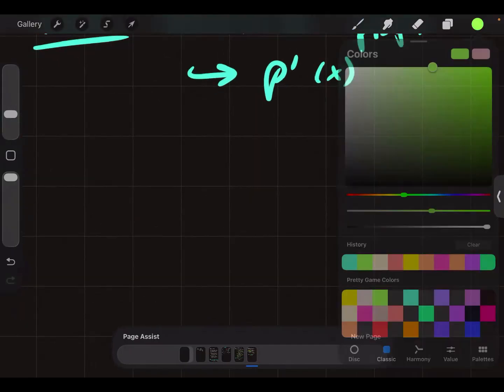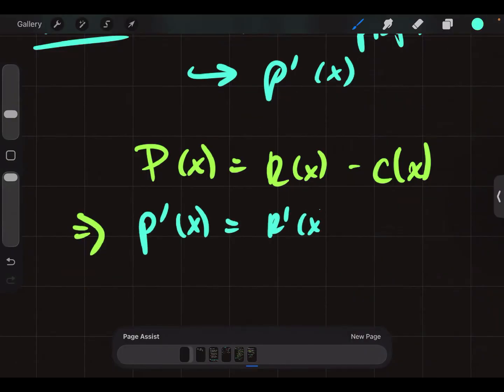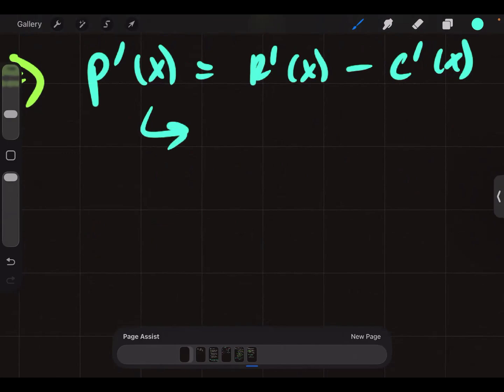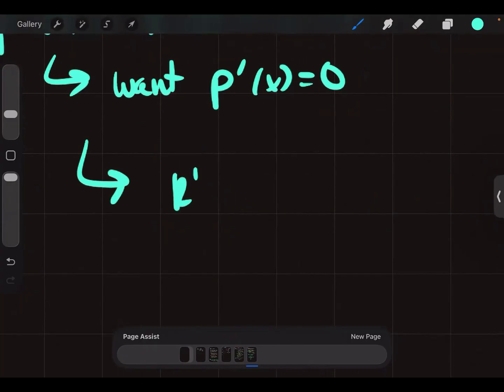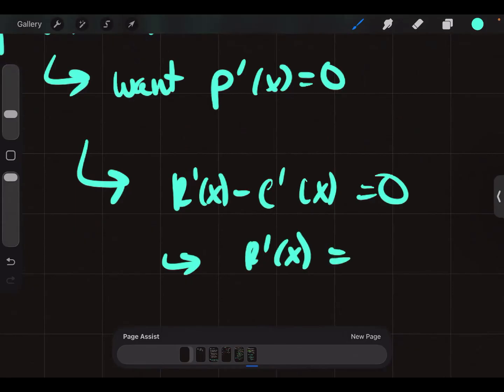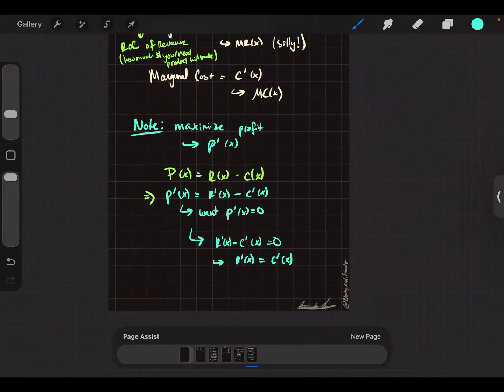But here's the trick, right? You know P of x is equal to R of x minus C of x, which means P prime of x is equal to R prime x minus C prime x, just a sum and difference rule. But to maximize this, or minimize, I guess you can minimize profit too, you want P prime x equal to 0. That gives you R prime x minus C prime x equals 0, which gives you R prime x is equal to C prime x. If you had a hard time following this, please revisit your algebra. But anyway, I think that's kind of cool.